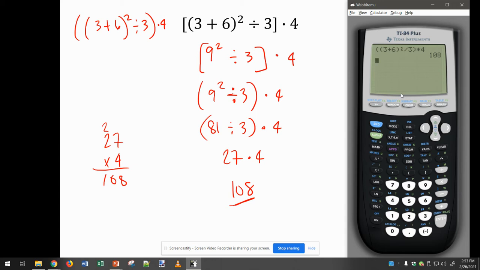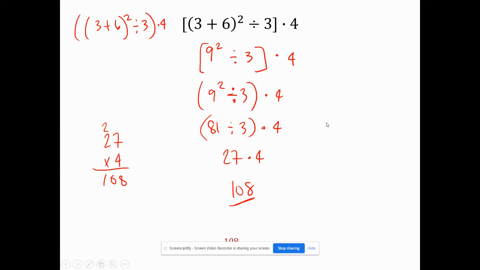Beast mode knows the order of operations, but the calculator didn't invent the order of operations. People had to program this thing. So do you trust people, or do you trust your calculator? Okay, next one.